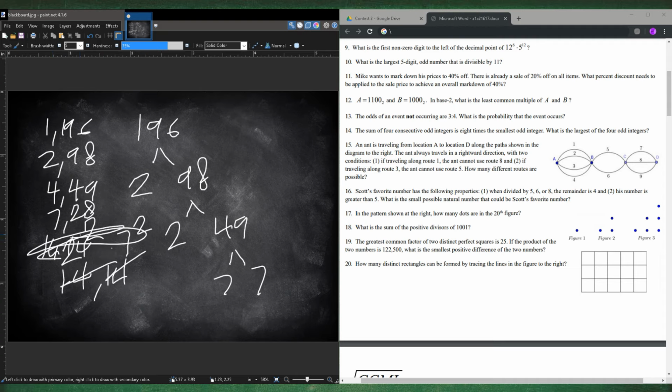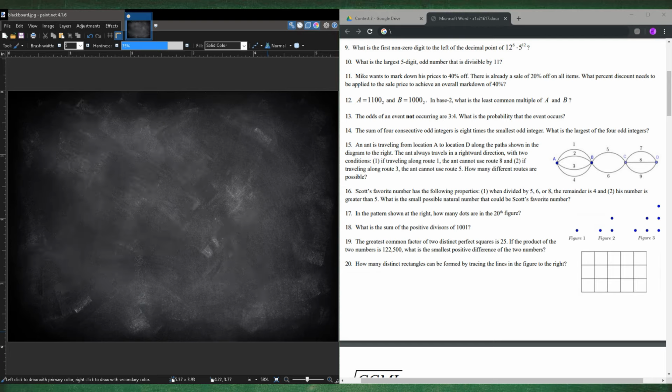14 and 14 are not perfect squares. 7 and 28 are not perfect squares. 4 and 49 are perfect squares. 2 and 98 are not perfect squares. And 1 and 196 are perfect squares, because this is 1 and this is 14 squared, basically. So the smallest positive difference between the two numbers, this one is 195. 196 minus 195. 49 times 4 is 196. So this is obviously the smaller one. So it's 4 and 49 of the two numbers.